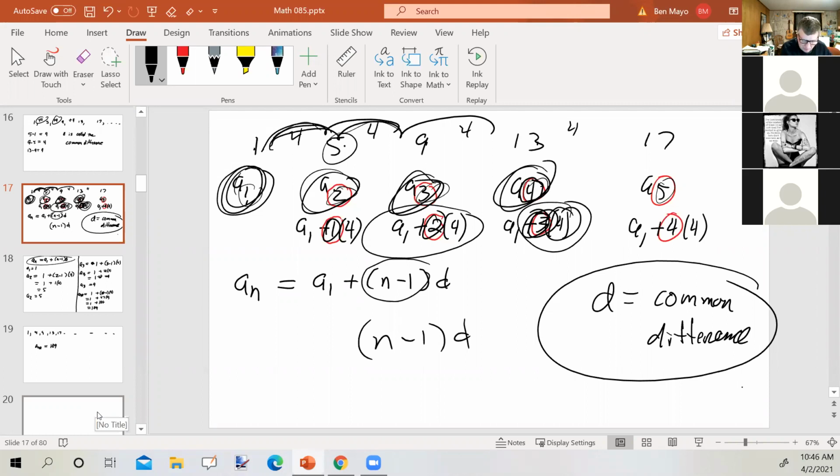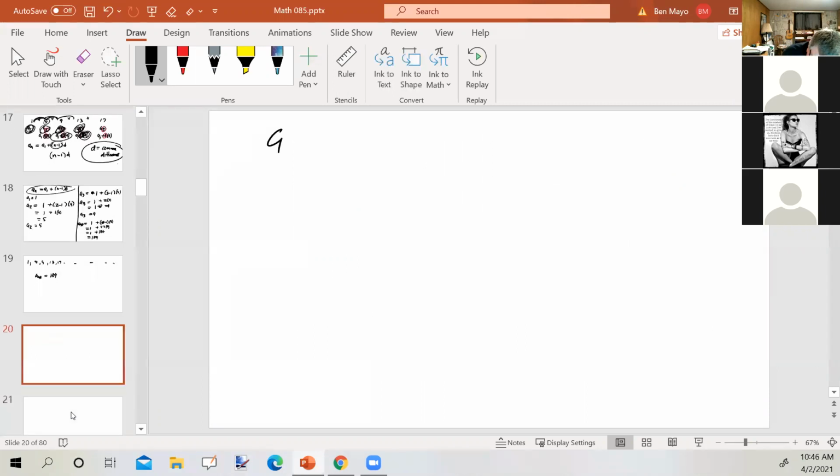All right. So this formula, a sub n equals a sub 1 plus n minus 1 times d, is a formula that you'll be using on arithmetic sequences. This is a formula that you can have with you when you take your test, okay? Though by the time you take your test, you should have it memorized anyway. Now I want to look at some problems where we're going to use this formula.